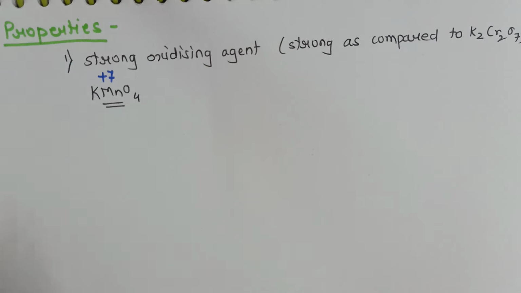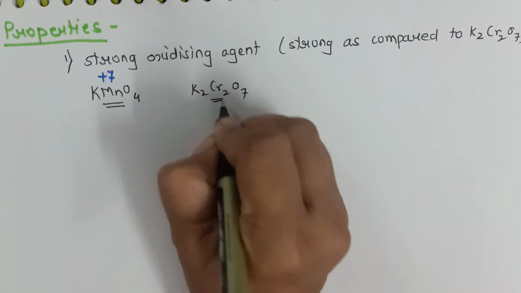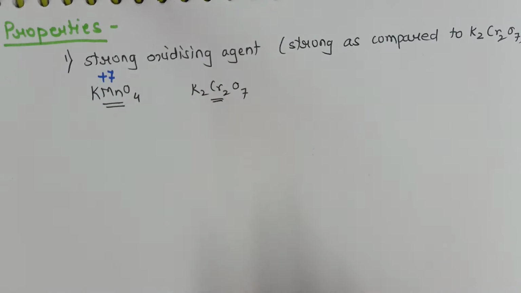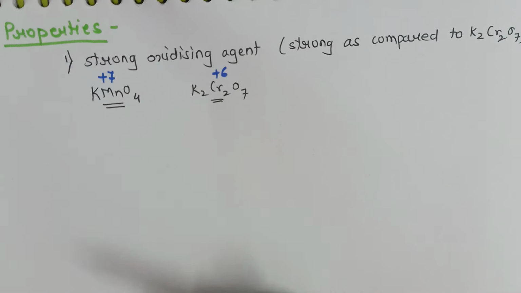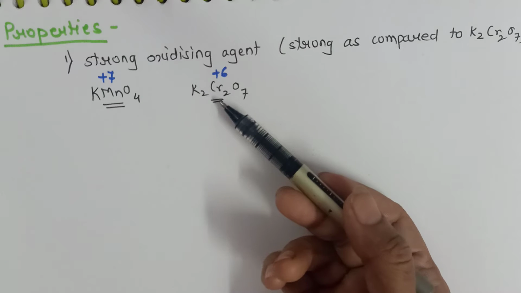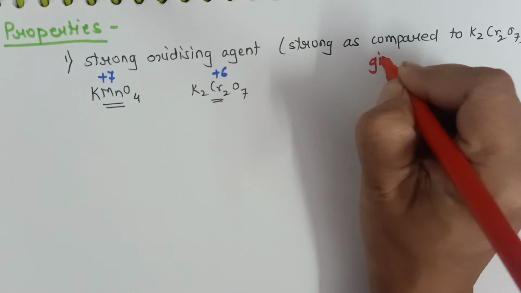Whereas in case of potassium dichromate, the oxidation state of chromium is +6, and therefore manganese can get reduced to many lower oxidation states as compared to chromium, and therefore potassium permanganate is a stronger oxidizing agent as compared to potassium dichromate. This is your give reason question.